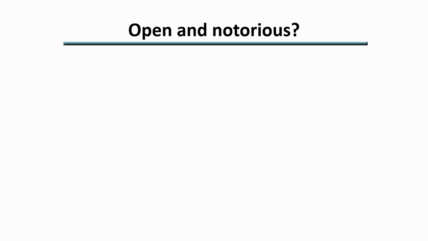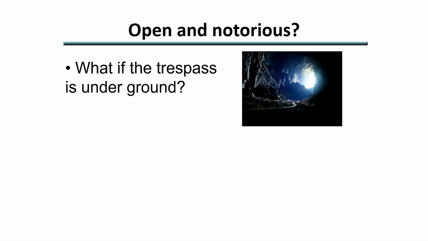Now we're going to talk about each of the elements for a few minutes, and the first one is open and notorious. Well, the answer there is pretty obvious. It simply means that the adverse possessor's got to be where people can see him or her on the land. There's a very famous case, for example, where the adverse possessor's activity was in a cave under the ground. And the court said that that doesn't count as open and notorious because people on the surface couldn't see the adverse possessor.